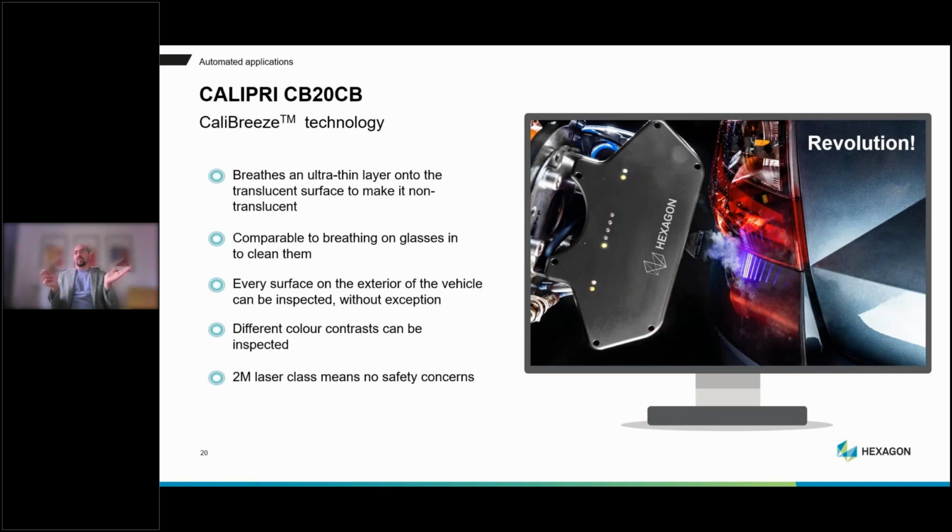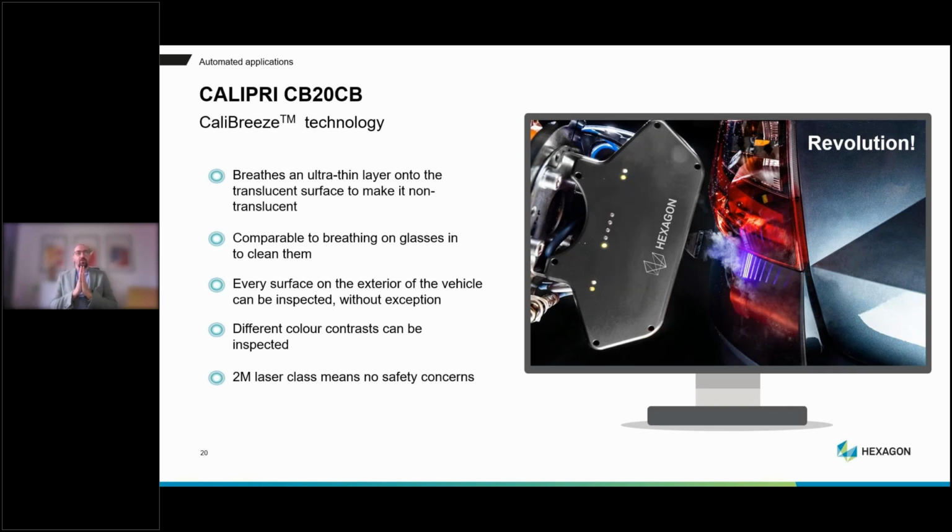With CaliBreeze technology, now everything can be captured because we make every surface intransparent for a second without leaving any residues. Different color contrasts can now be inspected. So if we have a very harsh contrast between, let's say, very shiny white and a flat black, this can also be inspected.